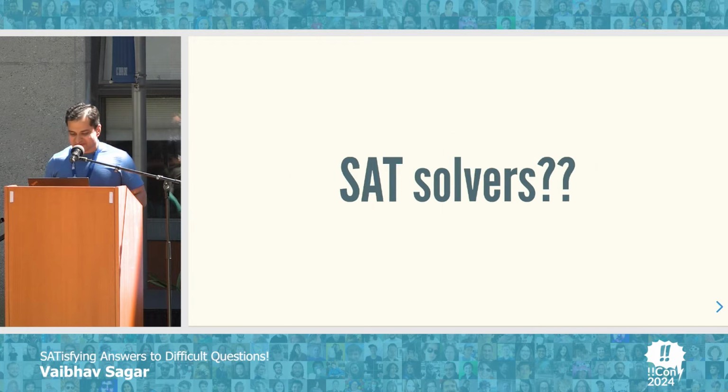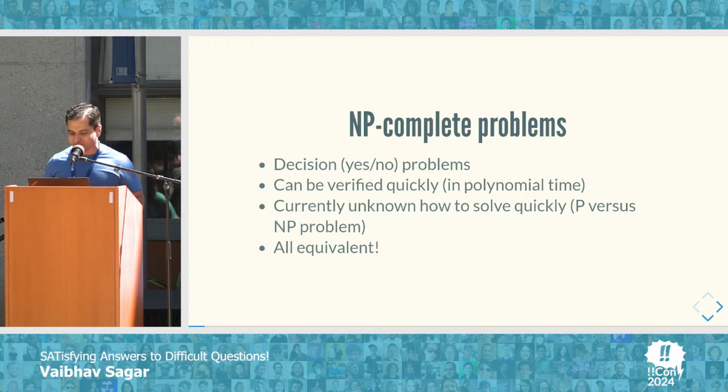Great. Wonderful. So, today I want to talk to you about SAT solvers, but before we do that, I want to briefly touch on NP-complete problems. NP-complete problems are decision problems, which means the solution to them is a yes or a no. And these solutions, when they exist, can be verified quickly in polynomial time. But we don't currently know how to solve them in polynomial time, or in fact, if they can be solved at all in polynomial time. And this is the P versus NP problem, which has come up a few times so far at this conference.